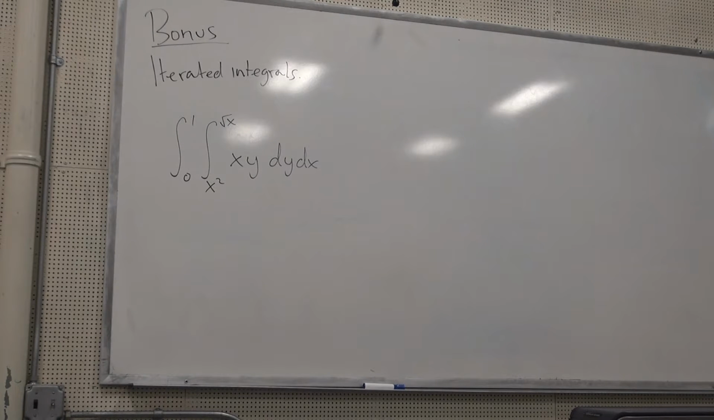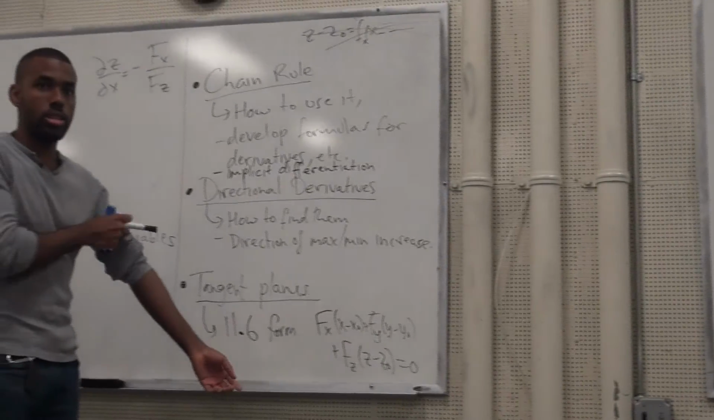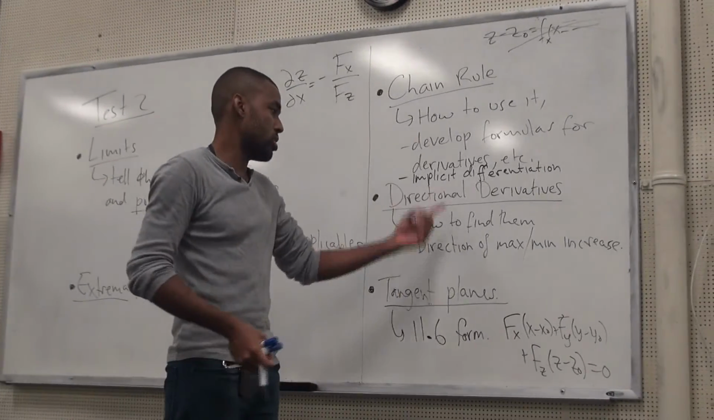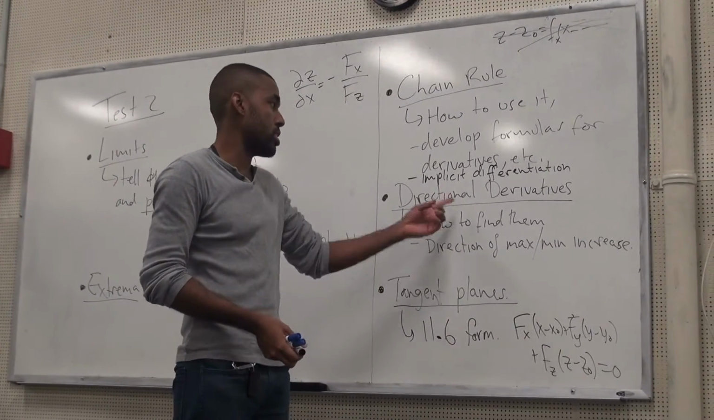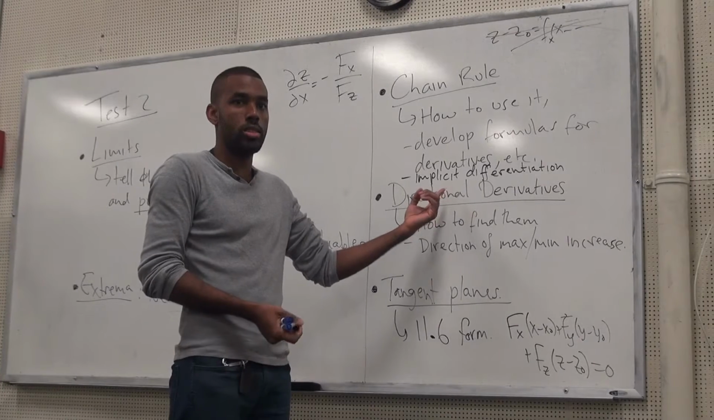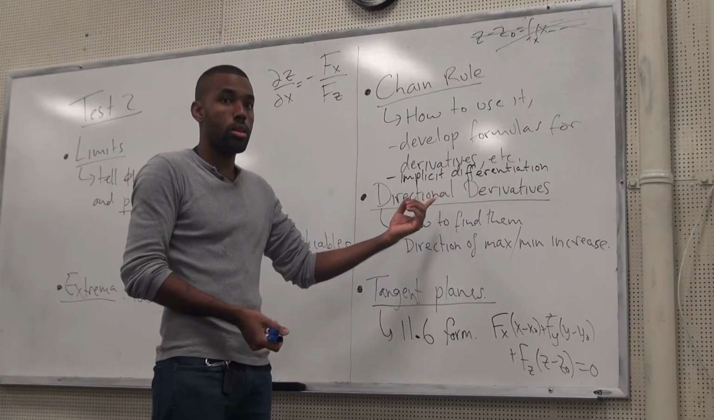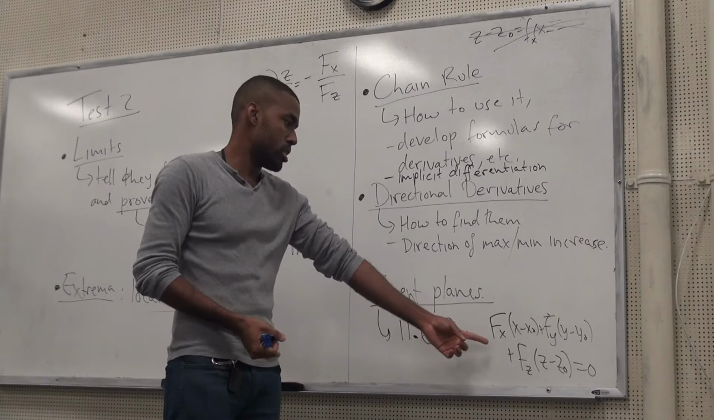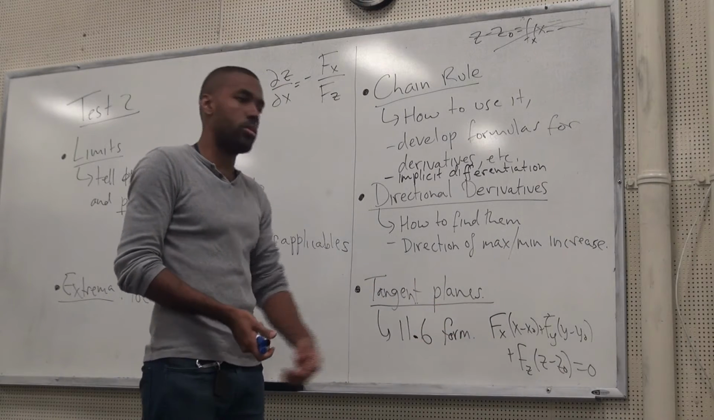For directional derivatives, because you were saying for tangent planes, is it to find the gradient vector? Isn't that the formula from 11.6? The gradient is used in both of these, but they're not the same thing. A directional derivative and a gradient vector are different. A directional derivative is a scalar. It's a dot product. This is also a scalar, but it's the formula for a plane. It's a very specific formula.